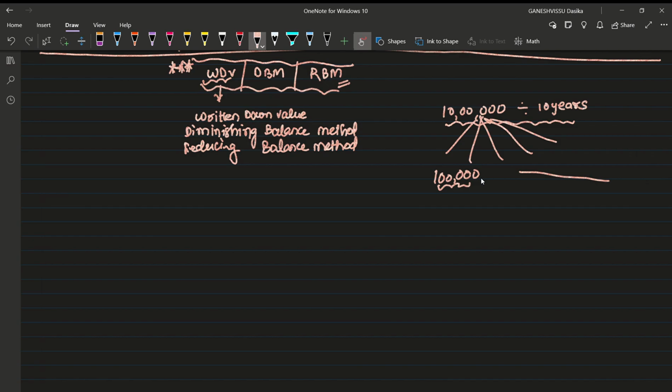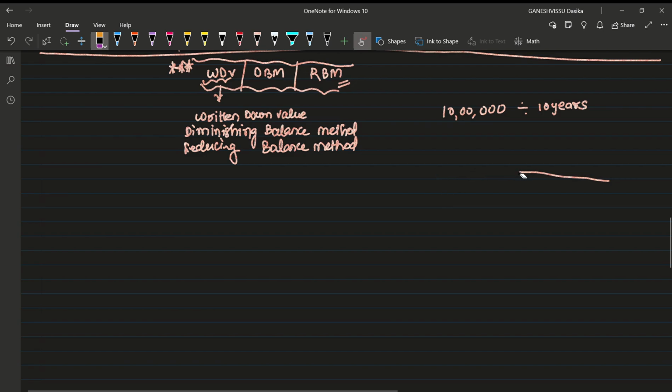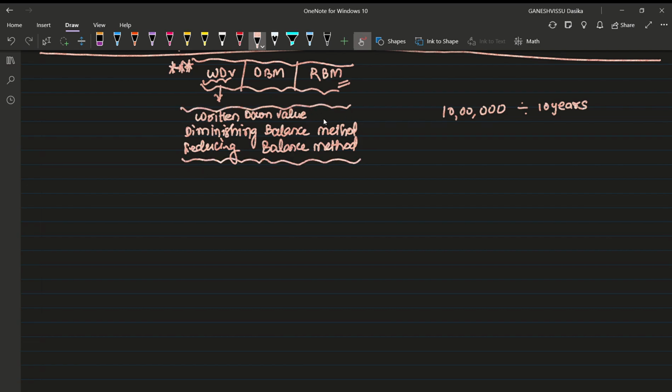But here the authors say that the straight line method is somewhat wrong. So instead they created this written down value method. That means the depreciation will be charged on the written down value of the machinery itself. For the first year, the depreciation will be the same for the straight line method and the WDV method, but the value of depreciation will change from the second year onwards.